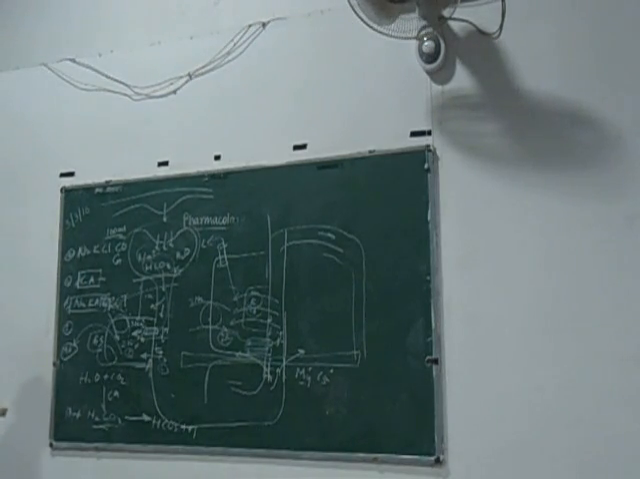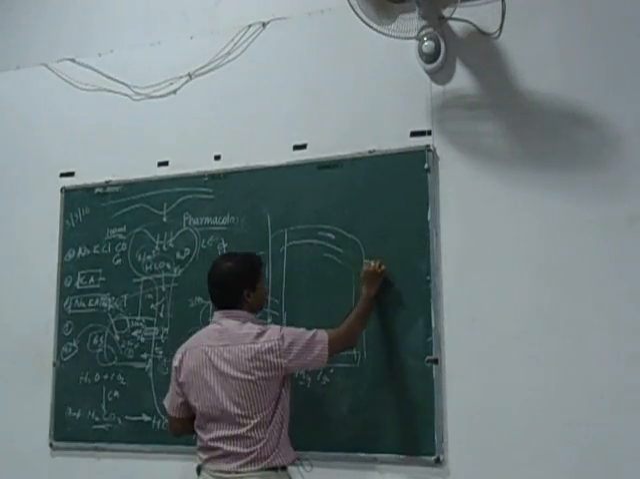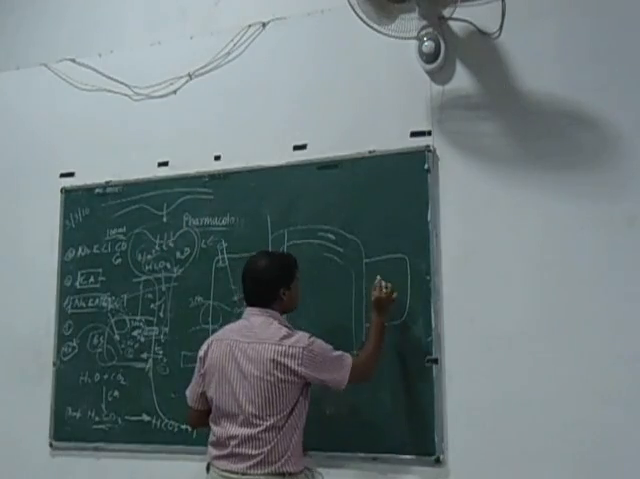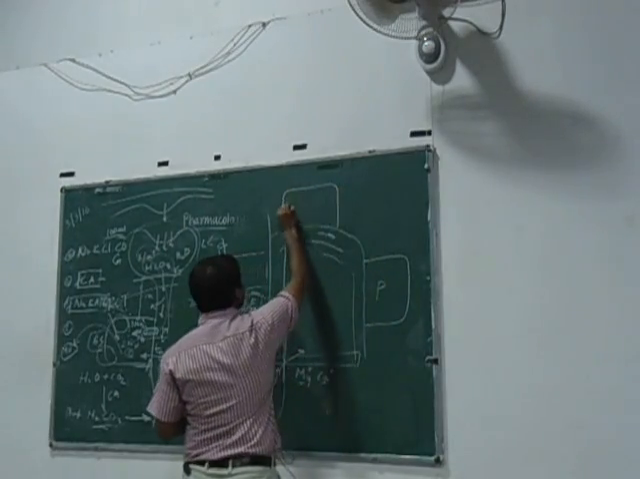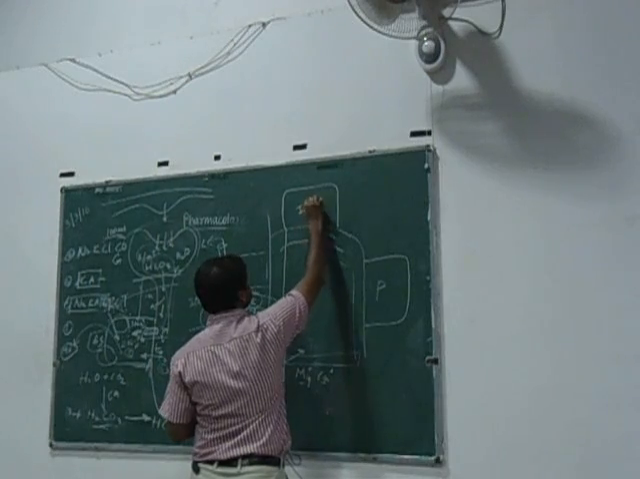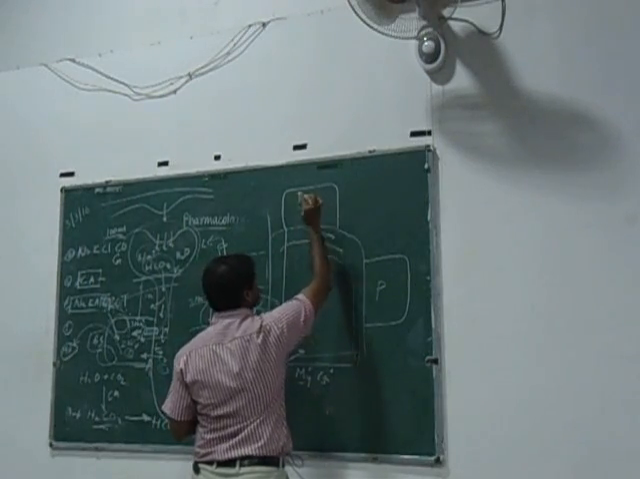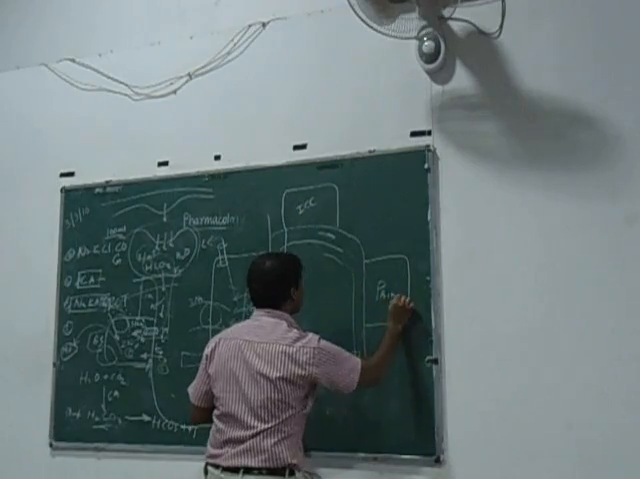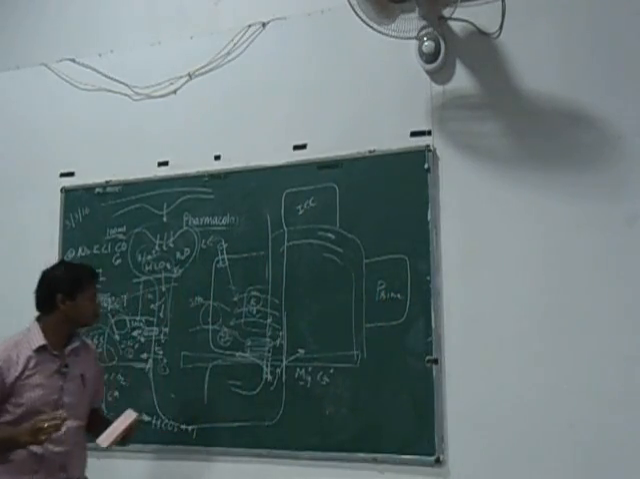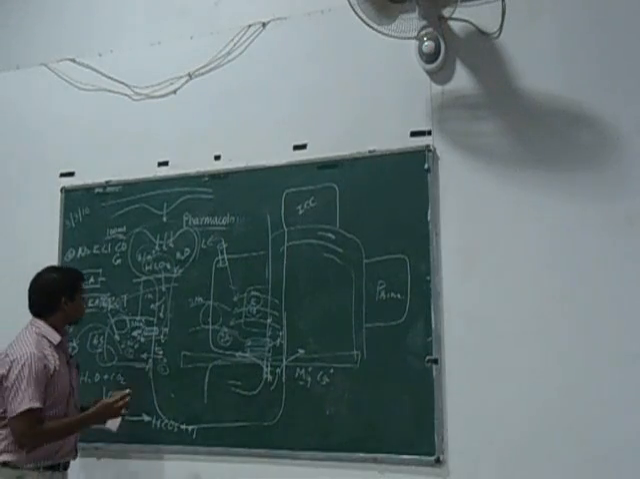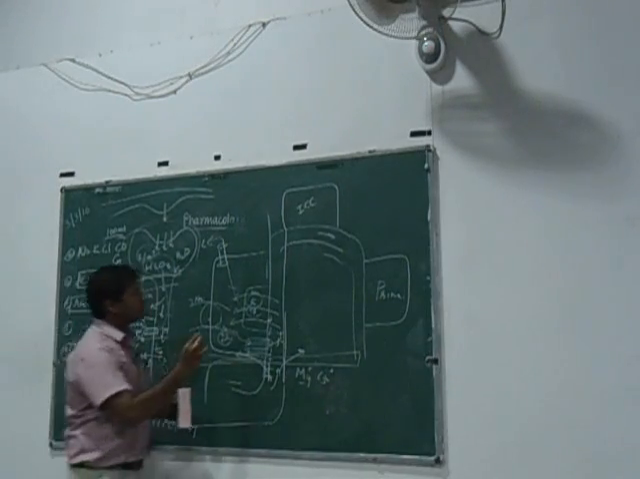Is it clear till now? Are you clear about this carbonic anhydrase system? How it is doing its function? Okay, so now we will come to the third system, that is the principal cells. Okay, here we have these principal cells, and here we have intercalated cells.